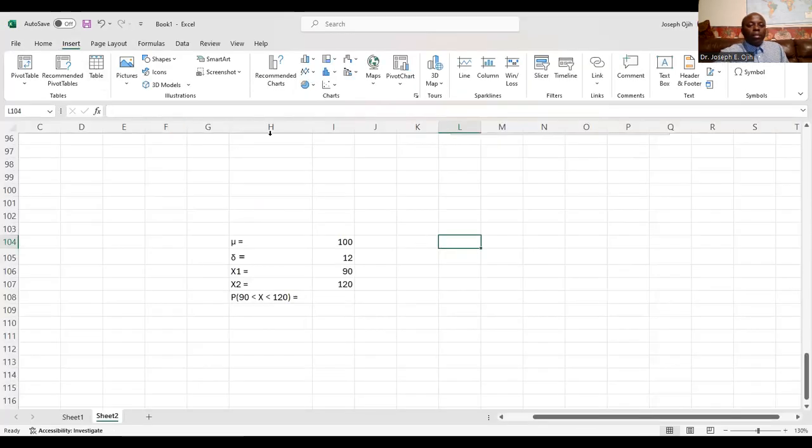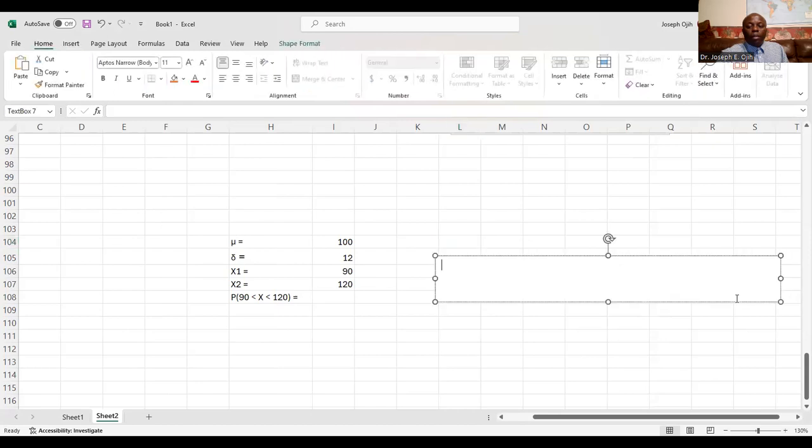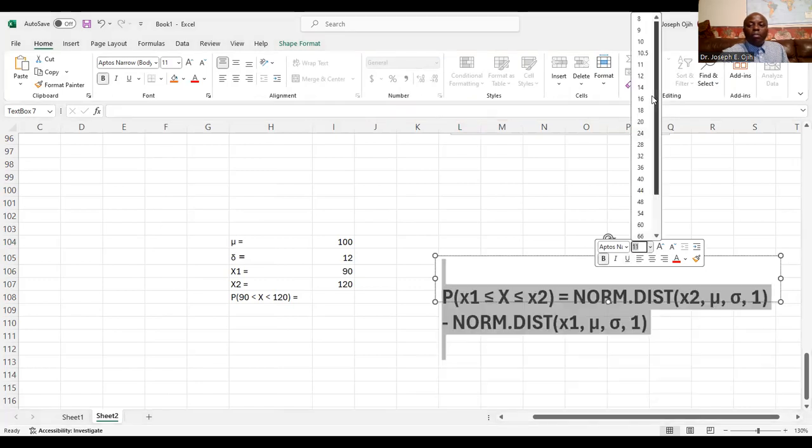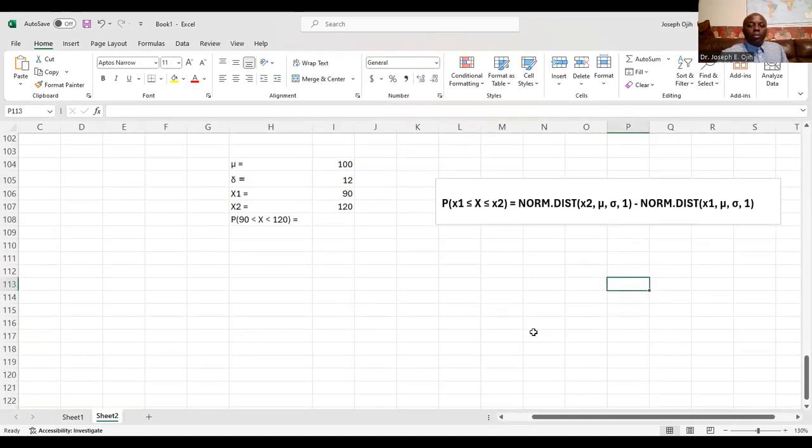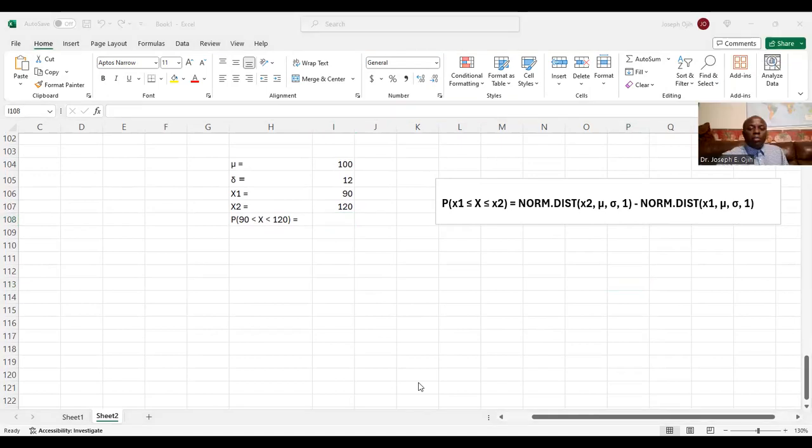I'm going to insert a text box that will contain the formula. I'm going to paste the formula right there. Make it bold and 16. We're going to make it 14 then. Yep, that's the formula we're using. So we use this formula to get it, and that will give us the answer right away.